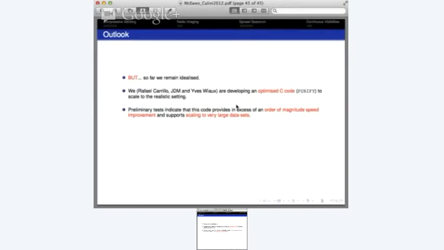Some preliminary tests have shown that this provides a really dramatic speed up compared to our previous codes, and we're now able to go to very, very large data sets. So now that we have this low-level C code, we're hoping to really start pushing this further and try and tackle real data soon.